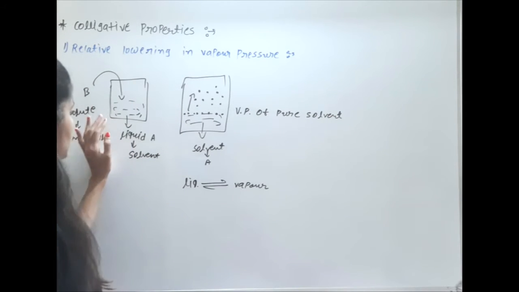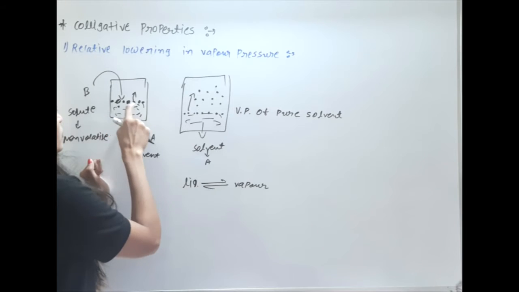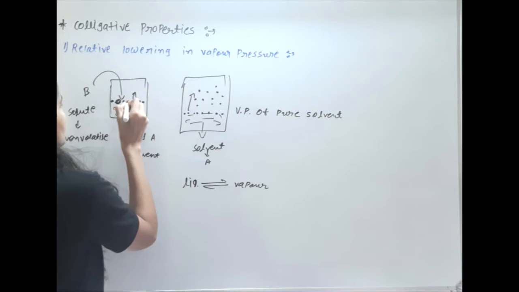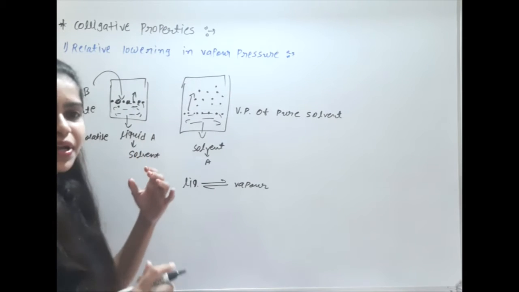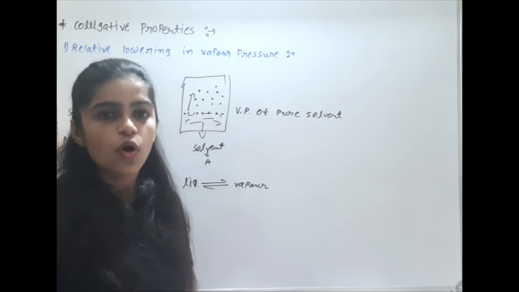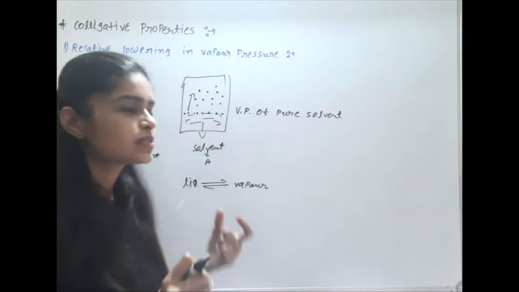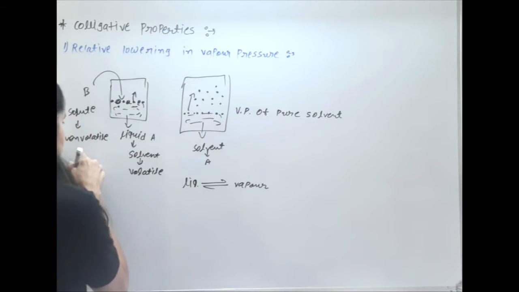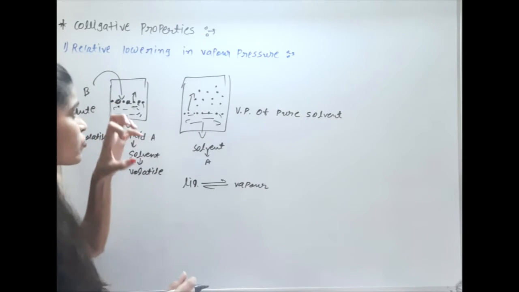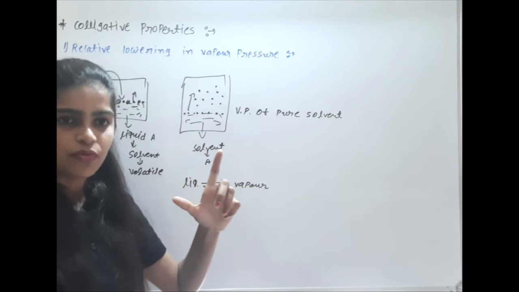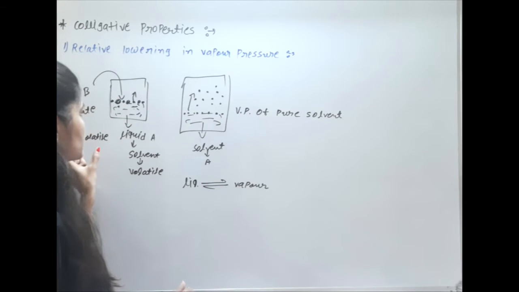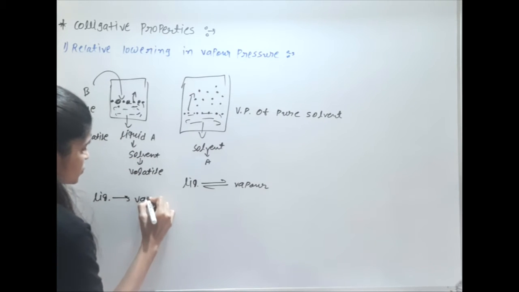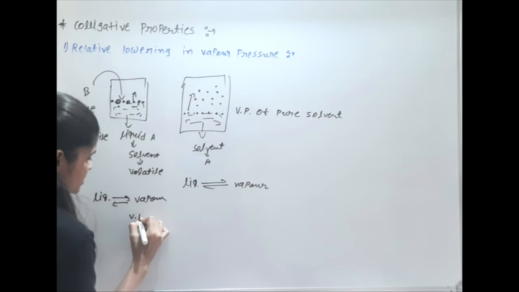Next, in this case, in liquid A, this is the solute molecule and this is the solvent molecule. The non-volatile solute fills some of the space, so it does not take part in the formation of vapor. Only the solvent takes part in forming vapor, because the solvent is volatile and the solute is non-volatile. So the solvent molecules are not easily converted into vapor form because some space is filled up with the non-volatile solute. So its vapor pressure is decreased.